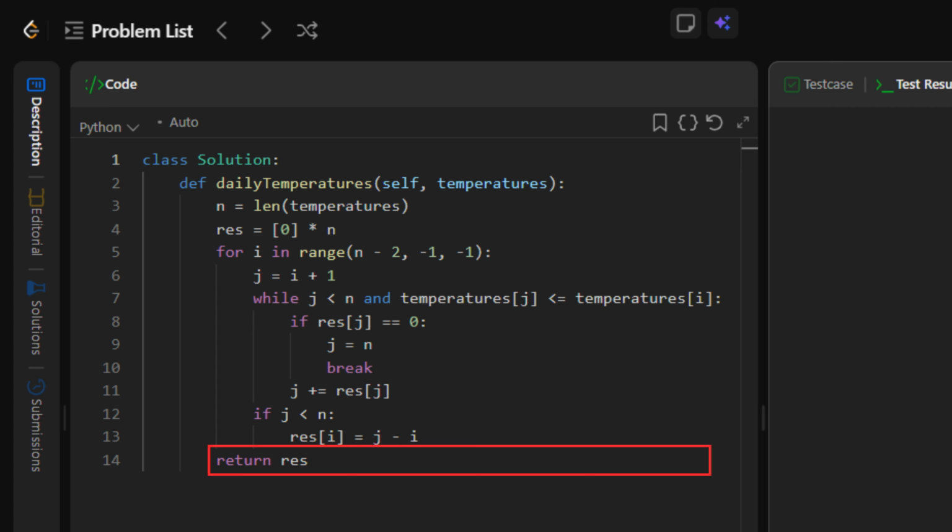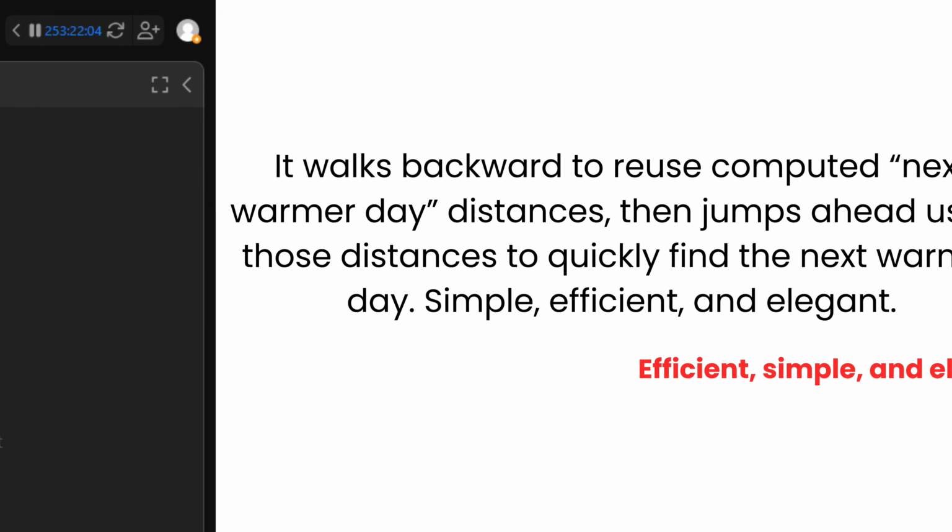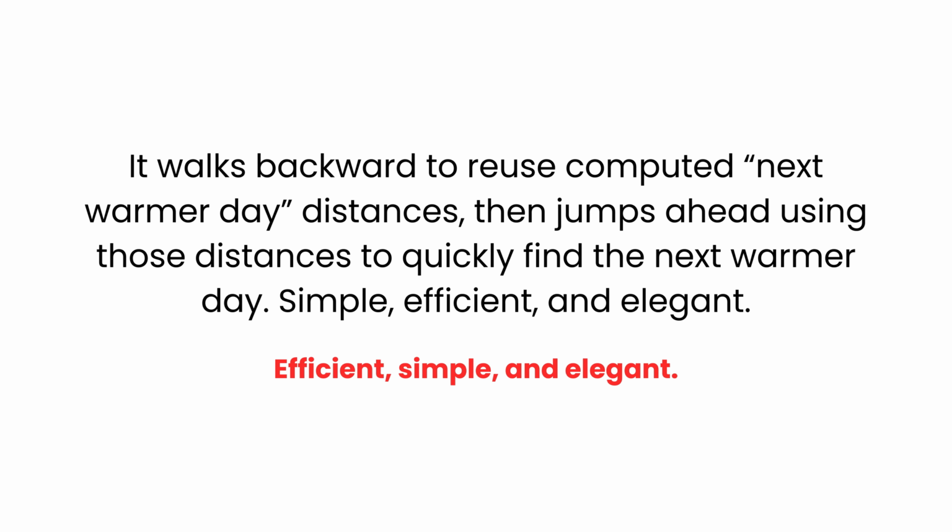Each entry tells us how many days to wait until a warmer temperature appears for that day, or 0 if no such day exists. And that is how this algorithm works. It walks backward to reuse already computed next warmer day distances, then uses those distances to jump ahead and quickly locate the next warmer temperature for each day.